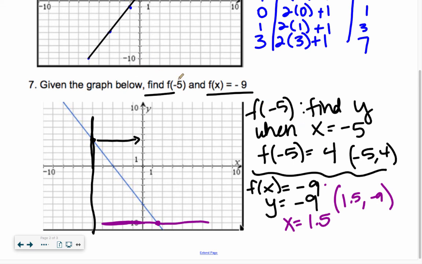So you have to just understand what these questions are asking, okay? Again, this -5 is put in for the x, so that means when x equals -5. And over here, we have the function of x, meaning the output, or the y, equals -9. When the y equals -9, what is the x value?